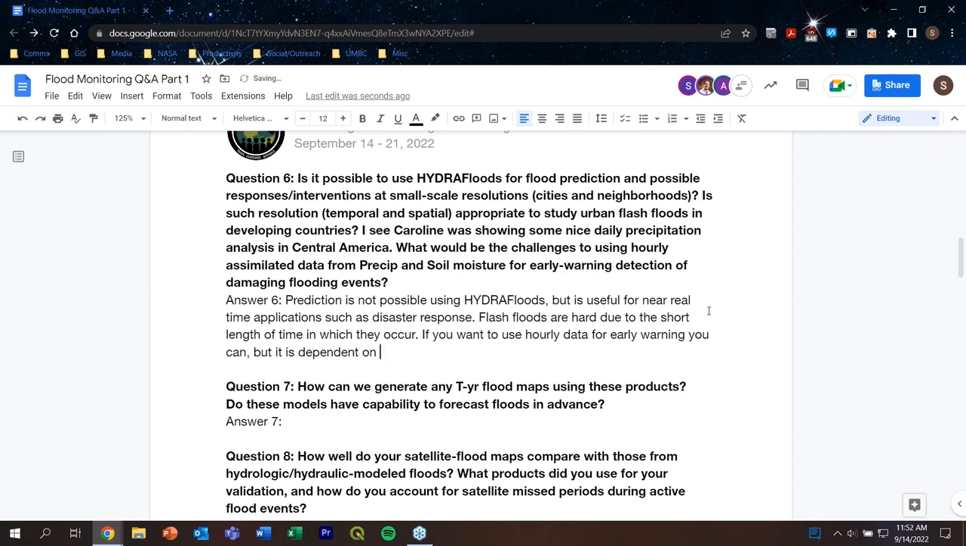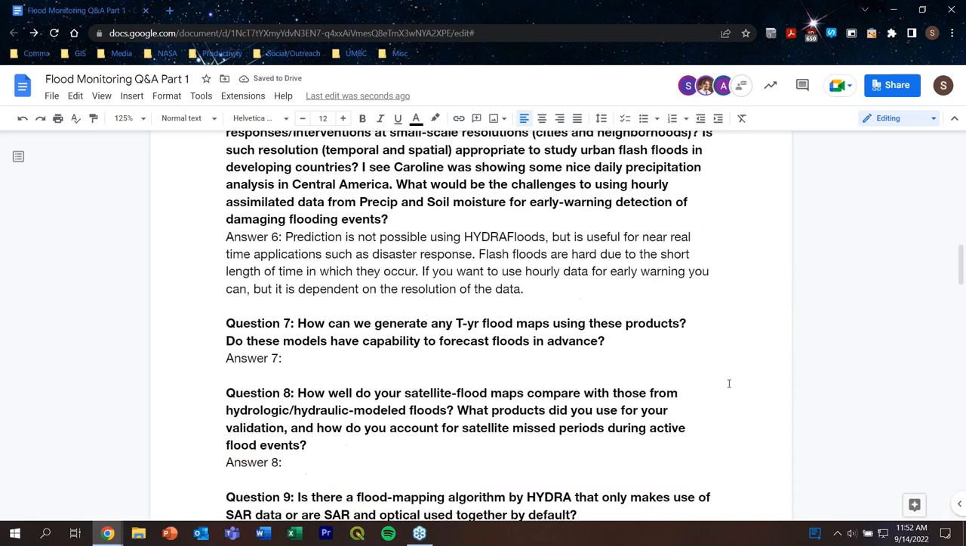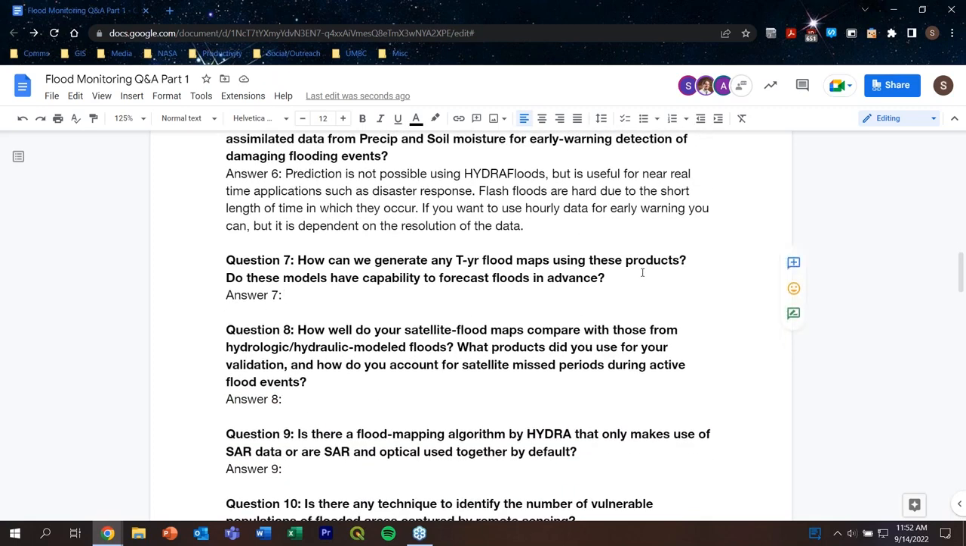So I assume that this is about models. How can we generate the NET or flood maps using these products? So if you're using models, they do have forecast capability, because if you use a weather forecast model, then you can predict, use either HEC-RAS or SWOT with that, or use any land surface model with that in predictive mode, and then you can get flood forecast.